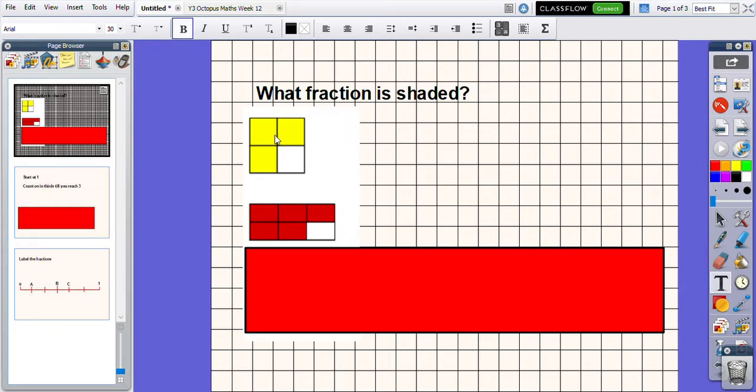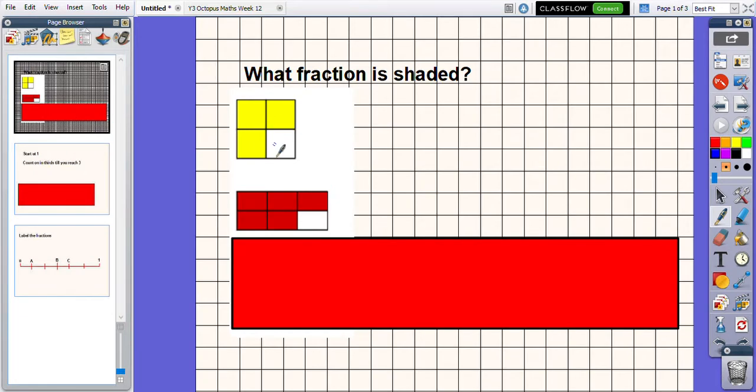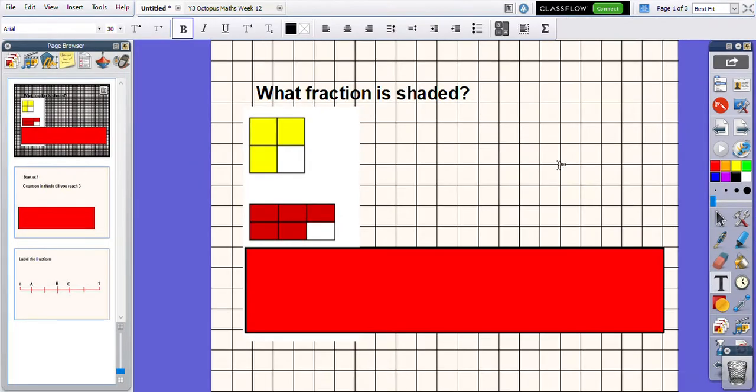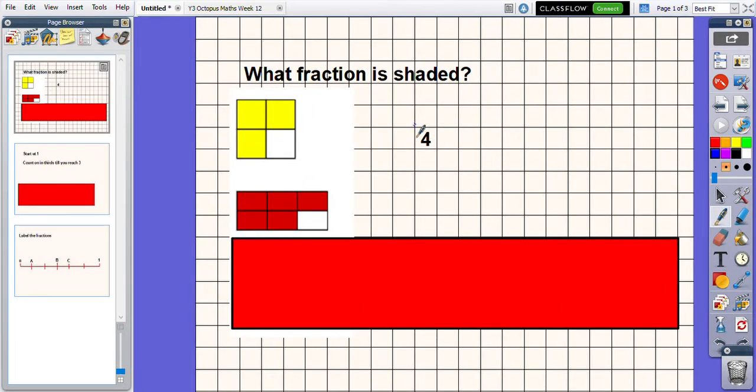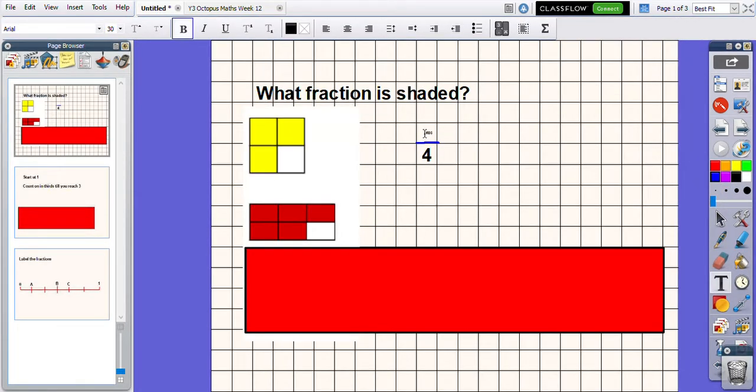Well, we covered this yesterday. We have to count how many there are in total first. So we have 1, 2, 3, 4 squares. Okay, so 4 is our denominator, and then our numerator is the top part of our fraction. Now let's see how many we've got shaded in. We've got 1, 2, 3. So the fraction shaded in is 3/4.